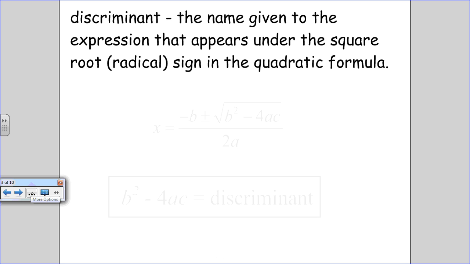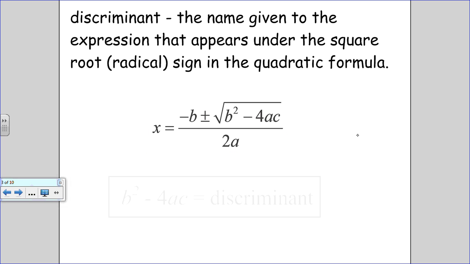All right, what's the discriminant? The discriminant is the name given to the expression that appears under the square root sign in the quadratic formula. So here's the quadratic formula. The discriminant is the part under the square root sign. So b squared minus 4ac is what we call the discriminant.